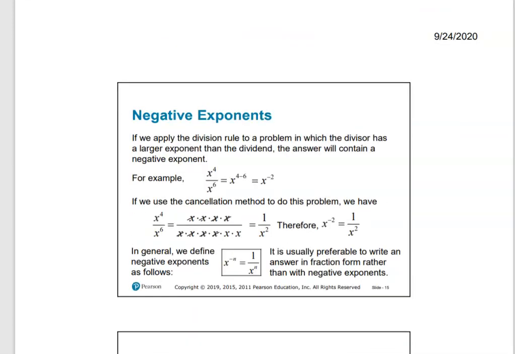Now, let's talk about negative exponents real quick. If we apply the division rule to a problem in which the divisor has a larger exponent than the dividend, the answer will contain a negative exponent. So we're still doing the same thing. We've got bases of x here, and we're doing 4 minus 6, but that gives us x to the negative 2. So when you have that, you want to put that on the bottom.